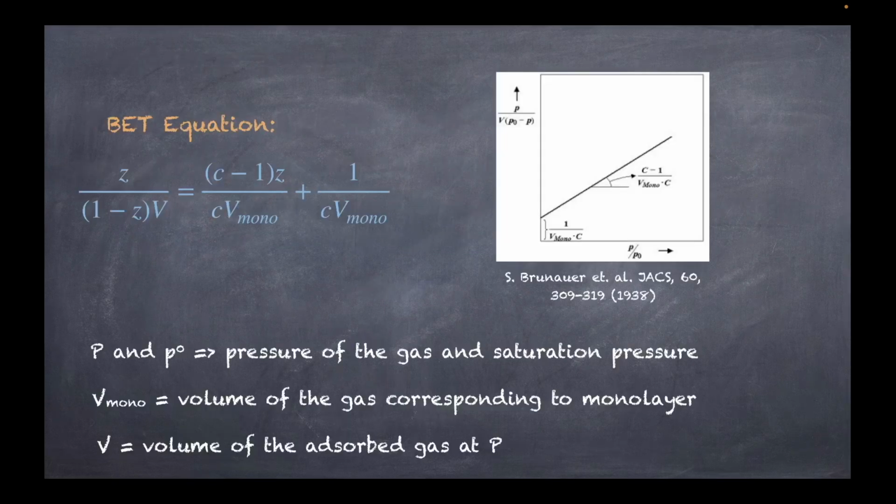To calculate the surface coverage, even to calculate the volume of the monolayer coverage for an adsorption process, we use the BET isotherm or BET equation. BET actually refers to three scientists. This is the BET equation, which is Z divided by (1 minus Z) times V equal to (C minus 1) times Z divided by C times V mono, plus 1 divided by C times V mono.